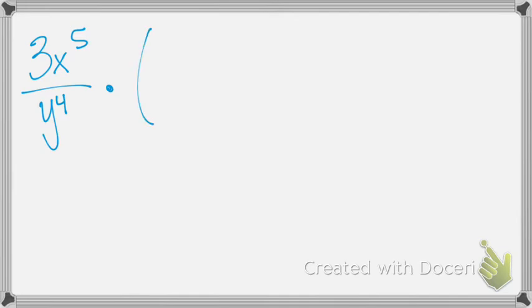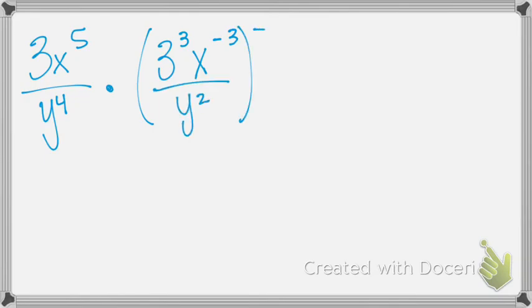All right, so we have 3x to the 5th over y to the 4th times 3 cubed x negative cube over y squared, and all that's raised to the negative 2 power. All right, so we've got all kinds of things going on. We've got multiplication rule, we have a negative rule, we have a power rule, we may have a division rule, we've got it all.